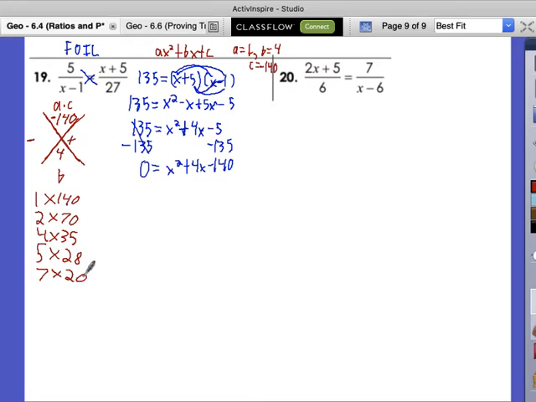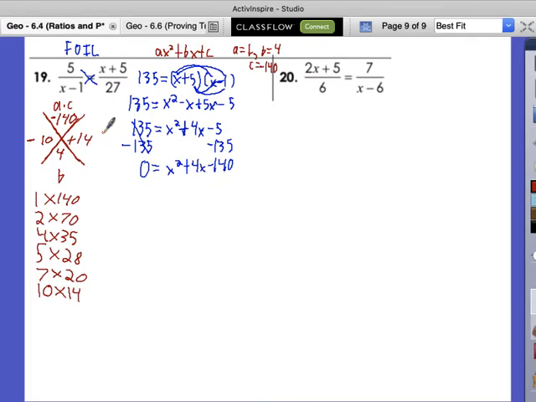8 does not go into it. 9 does not go into it. 10 goes into it. How many times? 14. Hey! Did we find something where the difference is 4? Yes. So we can stop. So the negative number is 10. The positive number is 14.